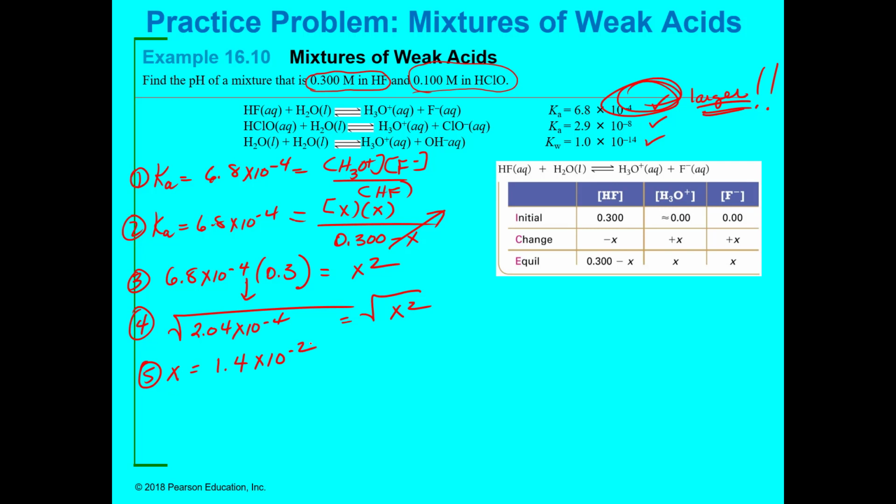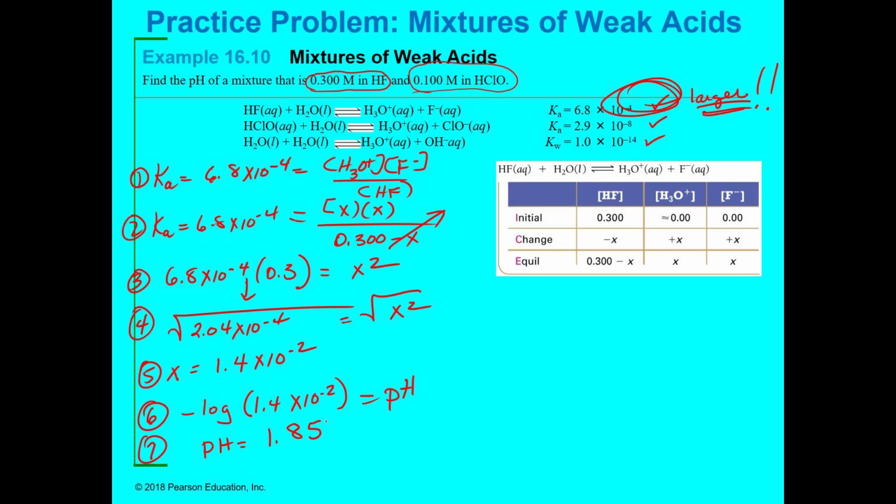And I'll tell you, if you're looking at answers in the back of the book, it says 1.4 times 10 to the minus 3, but I've worked this a bunch of times, and it's not. Okay, so then it's wanting to know the pH of this mixture, right? And so we're going to take the negative log of 1.4 times 10 to the minus 2, and that gives us the pH, and the pH is 1.85.